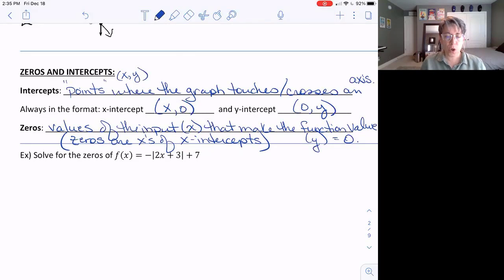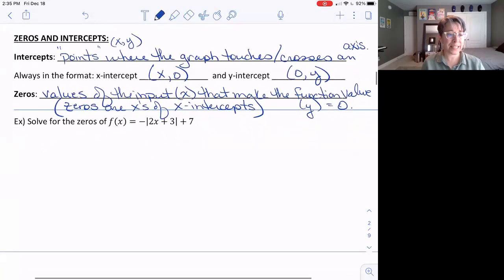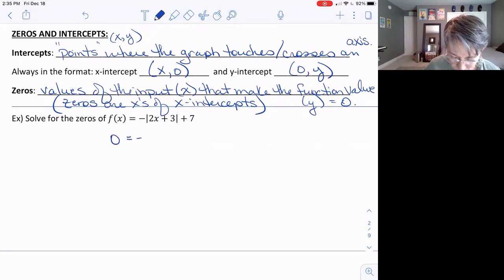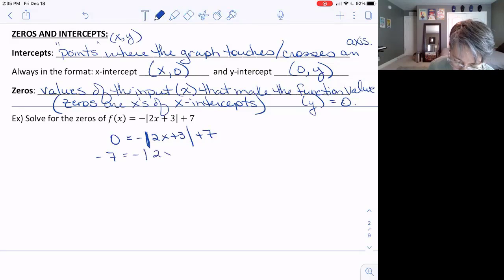So if they're asking us to solve for the zero of a function, like in this example below, that's basically saying, suppose our y, or the f of x, is equal to 0 and solve. So we're going to solve for an absolute value just like we did with the inequalities, but this time it's an equation. We want to get it by itself, so we subtract 7 from both sides. We get -7 equals a negative absolute value of 2x plus 3. We divide both sides by that -1. So we get 7 equals the absolute value of 2x plus 3.